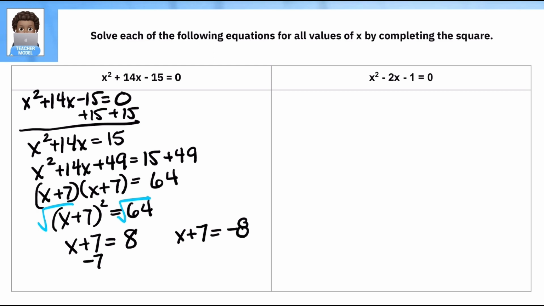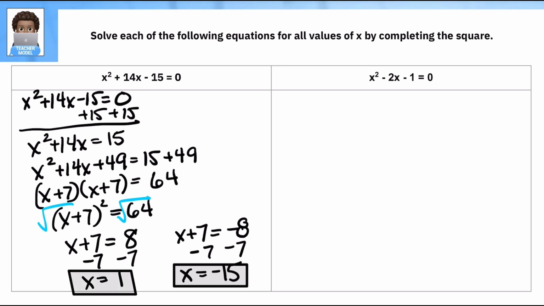And I can solve for both now. So x is equal to 1, minus 7 minus 7, x is equal to minus 15. Here are two values for x.